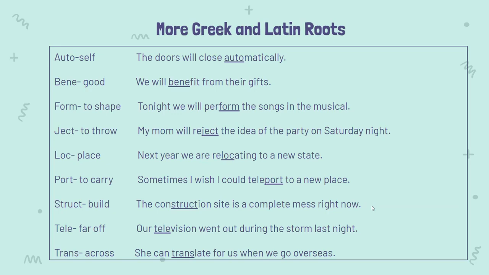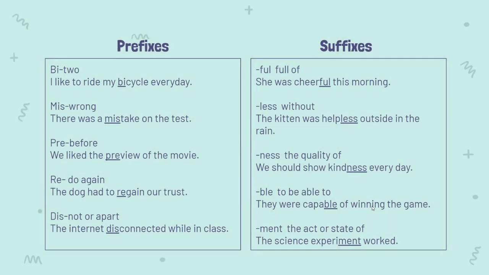All right, so now we're going to move into looking at those affixes. You have prefixes and suffixes. So your prefixes are going to come before your words. And some common prefixes are bi, mis, pre, re, and dis. Okay, so bi means two. So when you think about that word bicycle, a bicycle has two wheels.